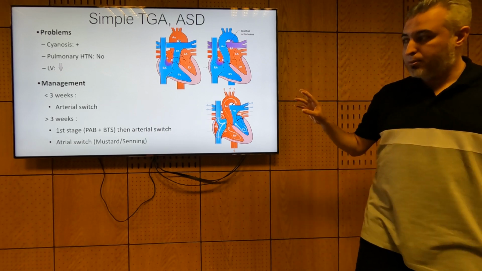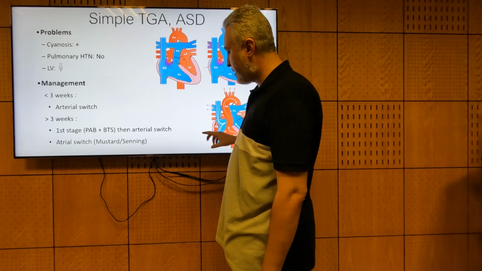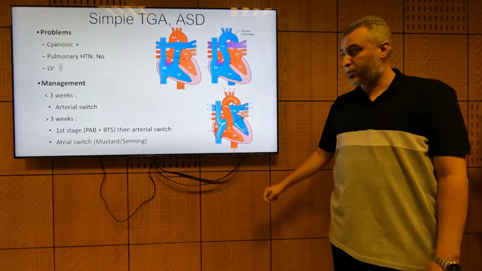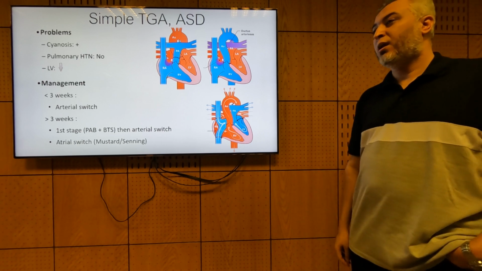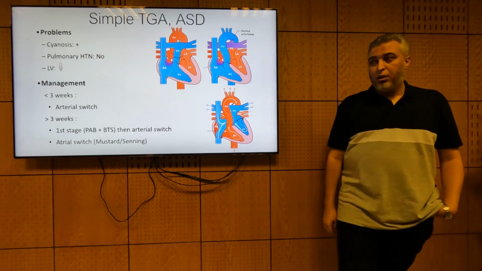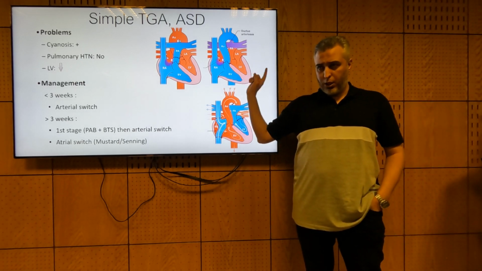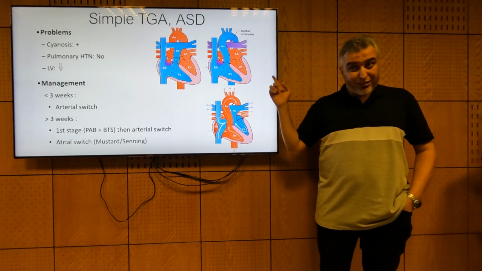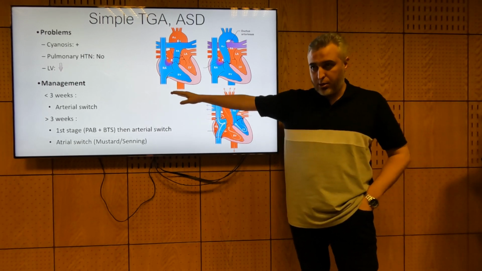So the long-term outcome of the atrial switch is not as good as the arterial switch because of the failure of the systemic right ventricle. When it will fail, again, is very different. I'll show long-term outcome for these patients. They are not as bad as people thought, but they are not as good as the arterial switch.